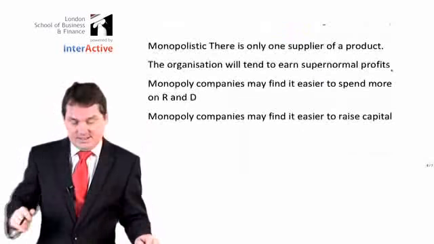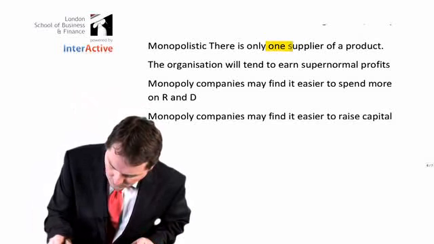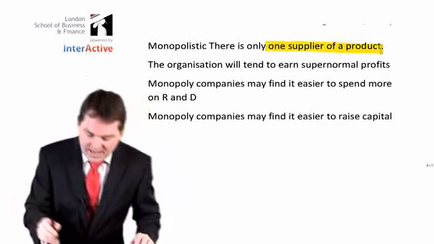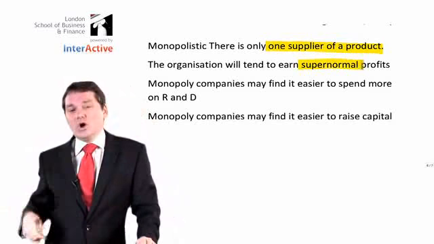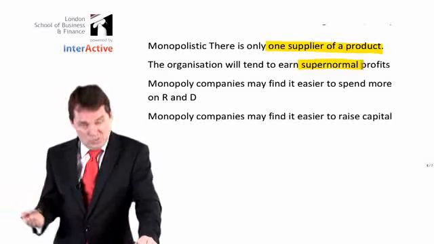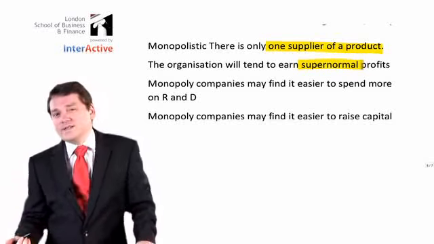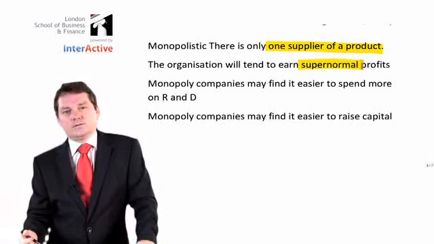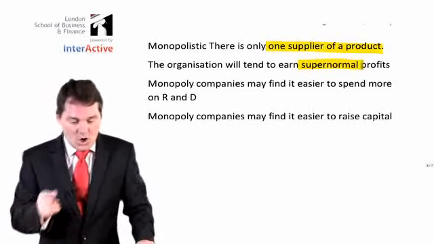Monopolies, monopolistic, there is only one supplier. And they will tend to earn what's called supernormal profits. So they will earn more money than they should do. That's because prices will tend to be high. Why will prices be high? There's only one supplier. And that supplier, to a certain extent, charges whatever they like.